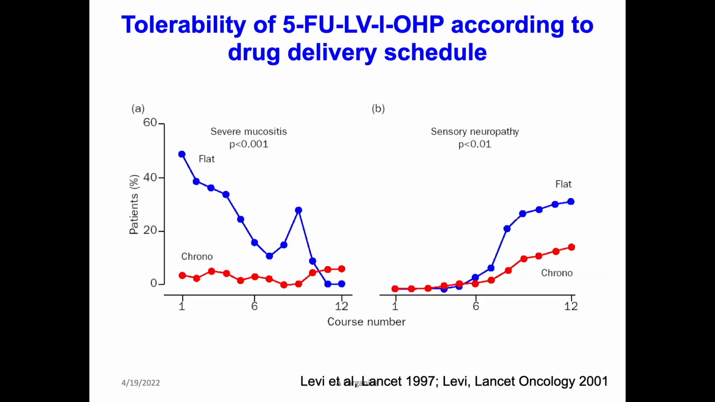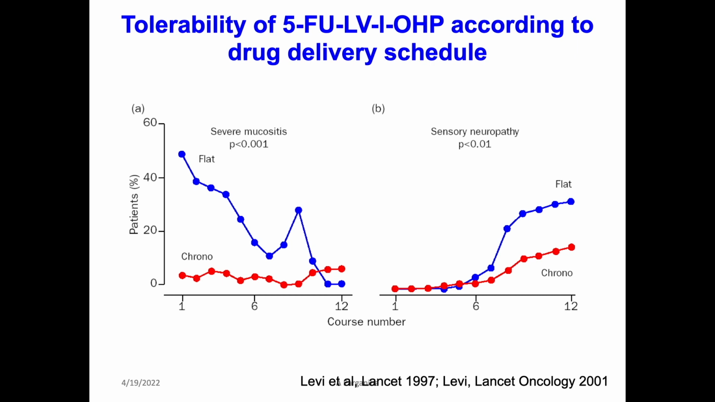If we look at this toxicity with respect to the chemotherapy cycles, severe mucositis, here this is the example of the severe mucositis. So in case of the chronotherapy, up to 12 course number or 12 chemotherapy cycles, this toxicity is very less as compared to the flat therapy. Here we can see that in case of the flat therapy, the toxicity is more as compared to the chronotherapy.